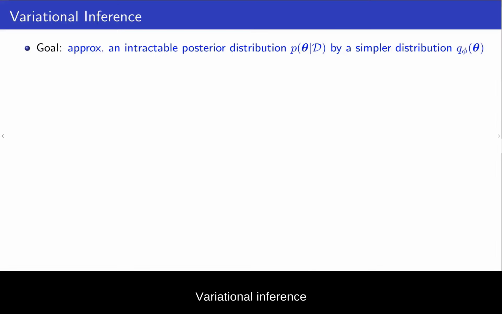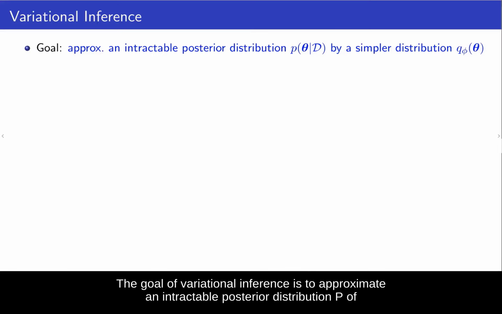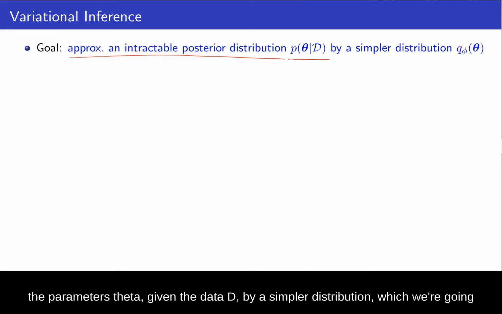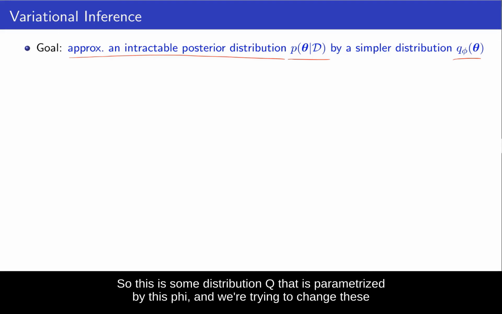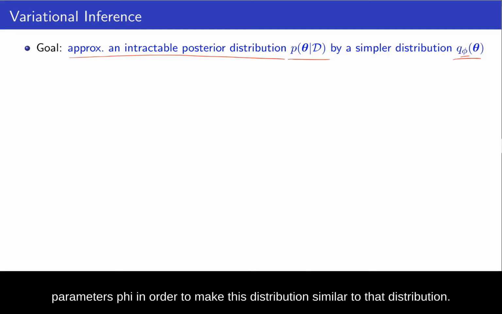Variational inference. The goal of variational inference is to approximate an intractable posterior distribution, P of the parameters theta, given the data D, by a simpler distribution, which we're going to denote as Q sub phi of theta. So this is some distribution Q that is parameterized by this phi. And we're trying to change these parameters phi in order to make this distribution similar to that distribution.